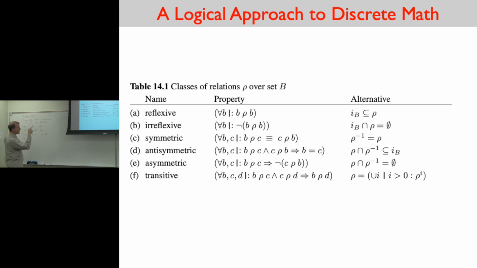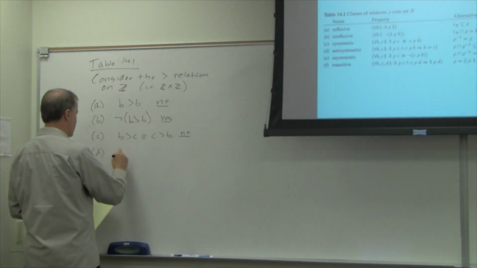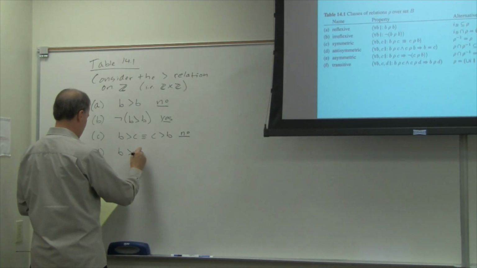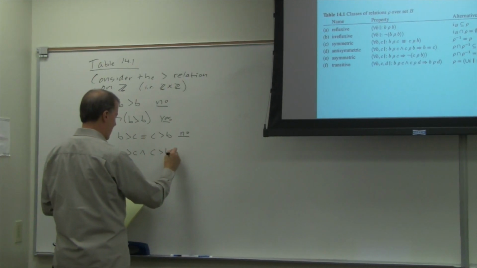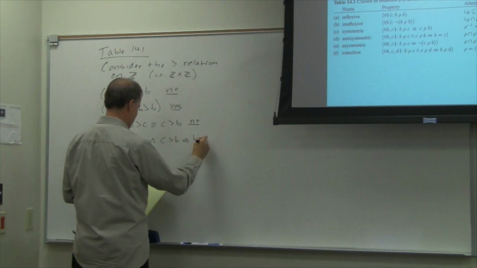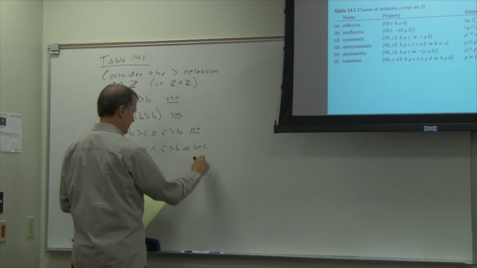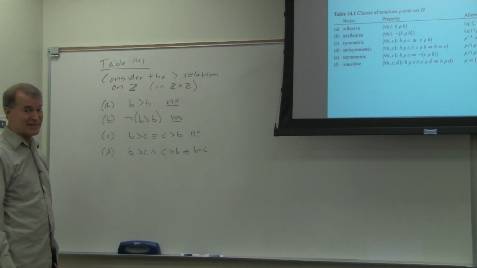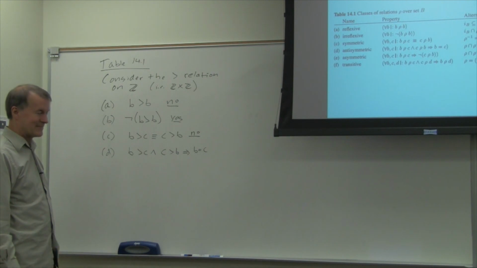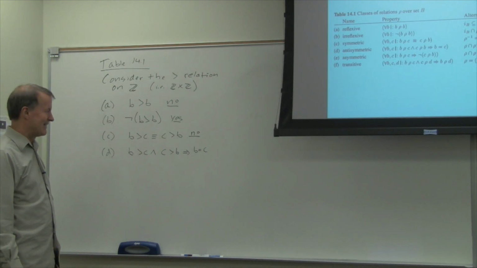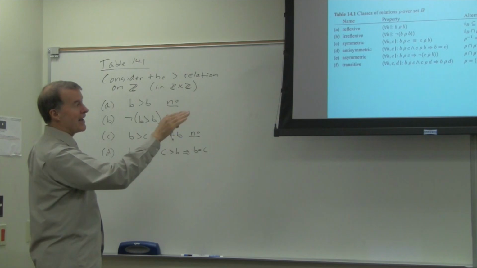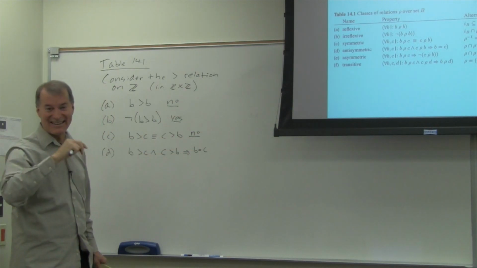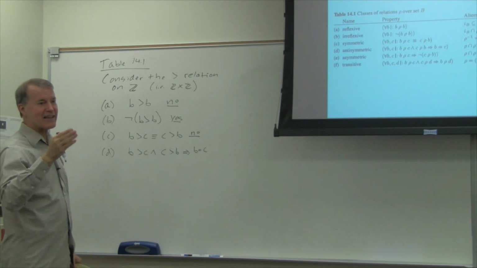Okay, so D. How about anti-symmetric? What does it mean? If we have B is greater than C, and C is greater than B, does that imply B equals C? Now this is tricky. The antecedent is always false. You can't have B greater than C and C greater than B. So the statement says that false implies B equals C, which is true, because false implies anything is always true.